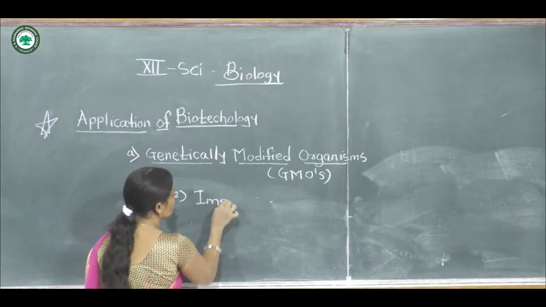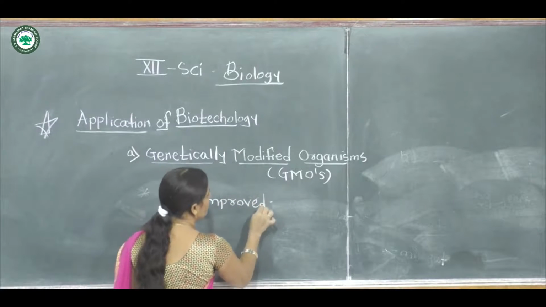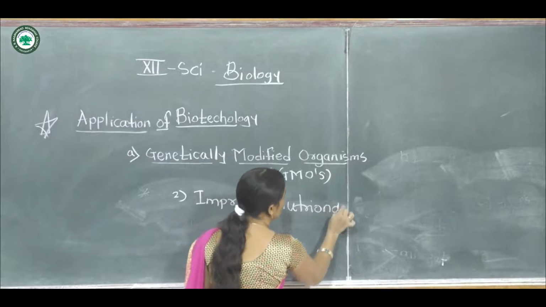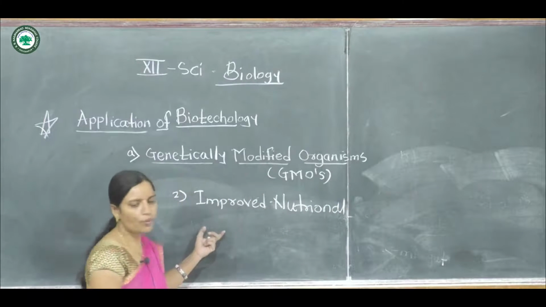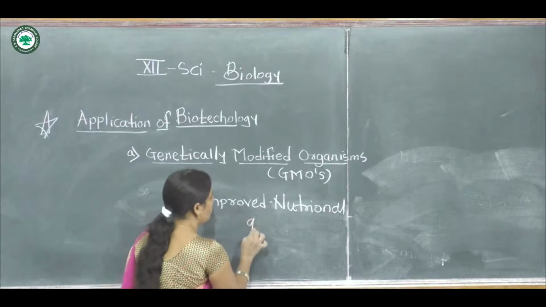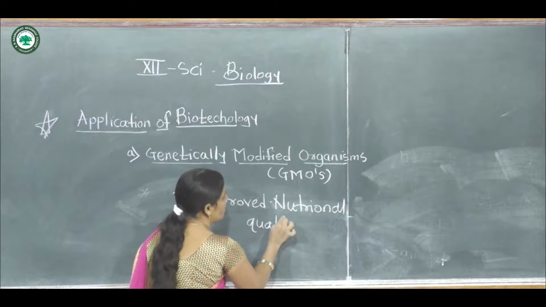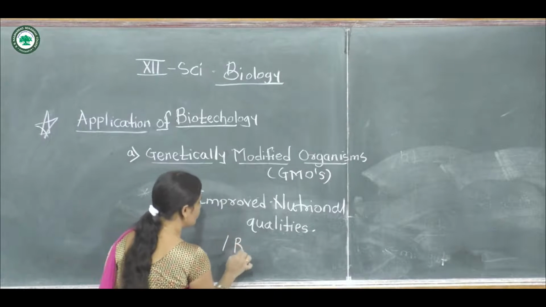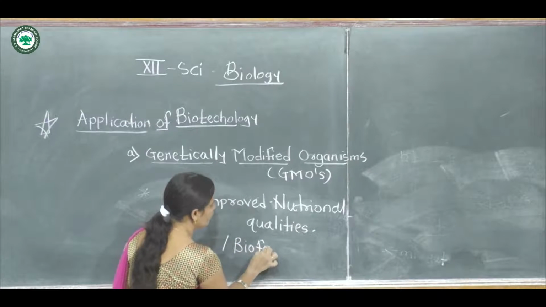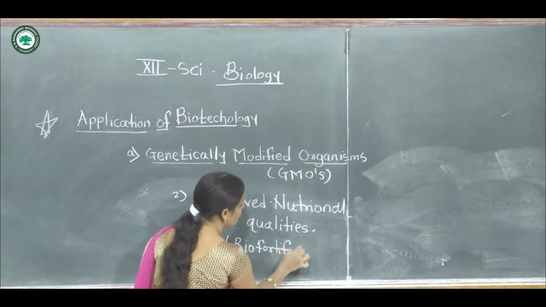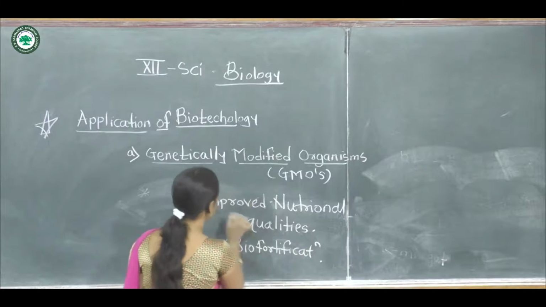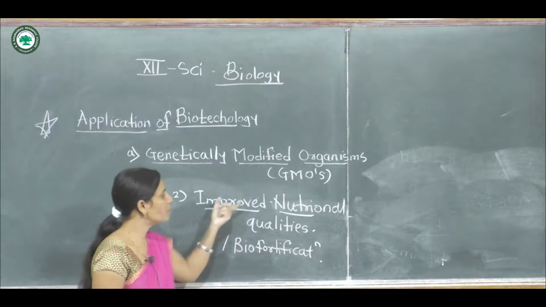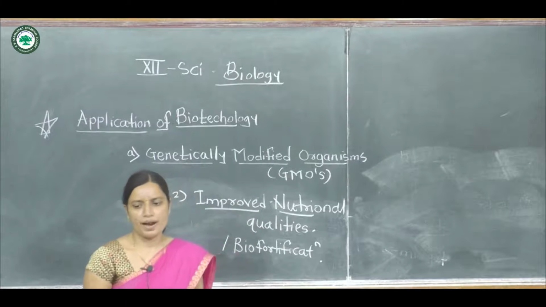Improve nutritional quality. Improving nutritional qualities is called biofortification. The second advantage in agriculture is to improve the nutritional qualities of plants.